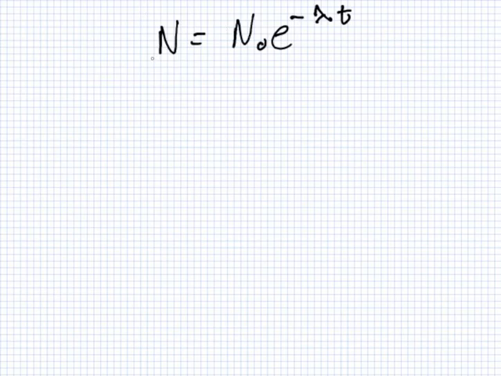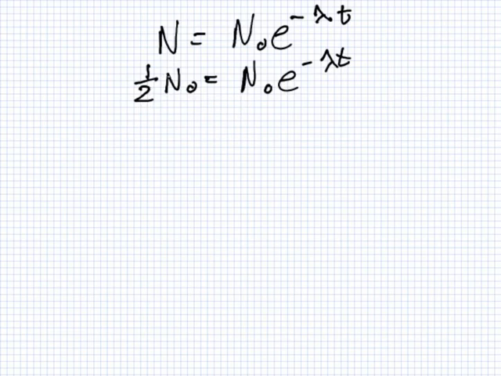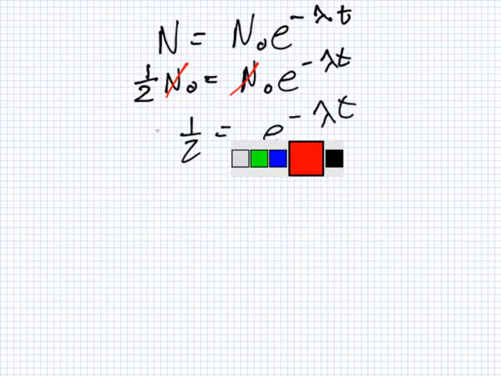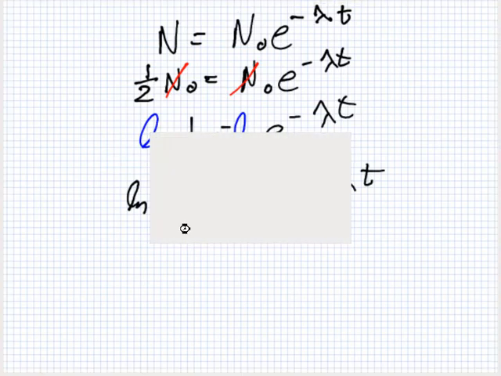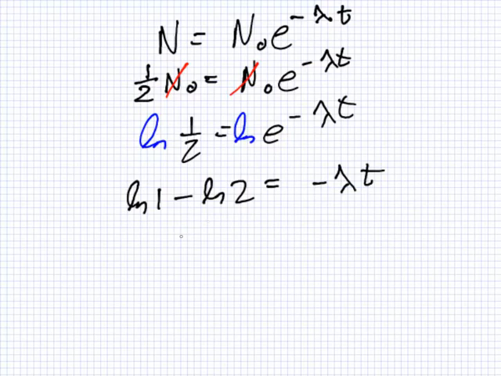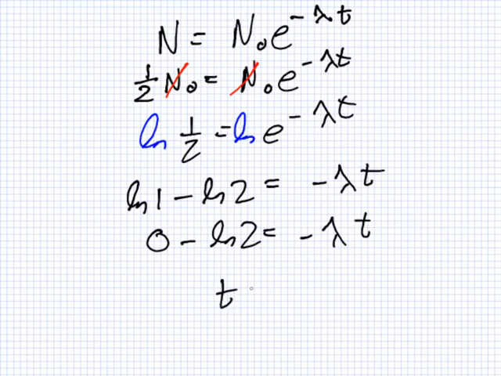What you do is you say you want half the amount of radioactive material. Right, so we can cancel them, and we have 0.5, or a half if you want, equals e to the minus lambda t. We put a log on both sides, and we get log 1 minus log 2 equals minus lambda t. So this will be 0 minus log 2 equals minus lambda t. So then t equals log 2 over lambda.